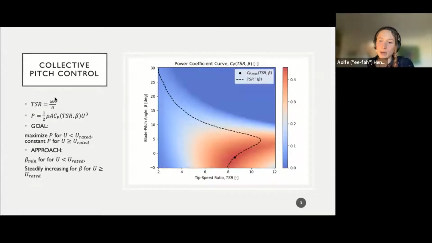And then we increase it gradually above rated wind speed to hold the rotor speed constant. And this plot here shows how the power coefficient, which is this term here in the power equation, varies with both the tip speed ratio, which will vary with the wind, and also with the blade pitch angle. So the optimum is here, but we're forced to deviate from the optimum when we want to hold it constant.